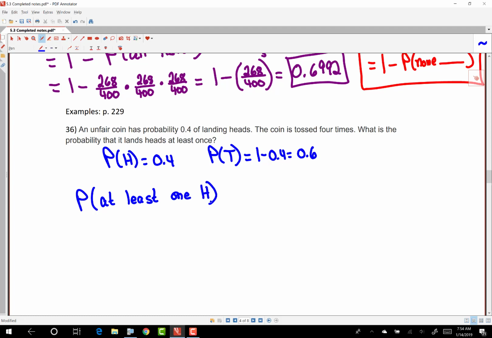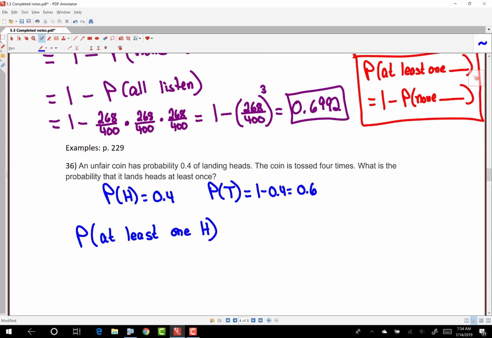Okay, well, like we just said earlier, up here boxed in red, it's always easier to do the complement with at least 1. So I'm going to rewrite this as 1 minus the probability. Well, the opposite of getting at least 1 head is getting no heads. And what would no heads look like? Well, it would look like, we're tossing it 4 times, so it would look like tails, tails, tails, tails.